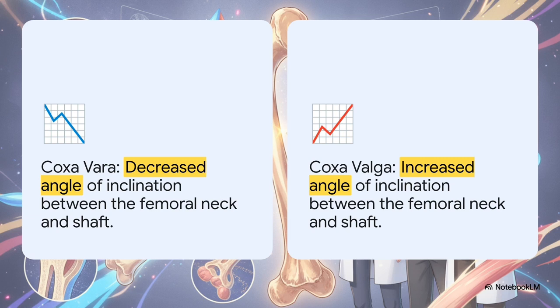The angle of inclination is that angle between the femoral neck and the shaft. In coxa vara, that angle is decreased, meaning the neck sits at a sharper, more horizontal angle relative to the shaft. Conversely, in coxa valga, the angle is increased, making the neck more vertical. These are vital clinical terms, guys, because a change in this angle fundamentally alters the mechanics of walking and places abnormal, damaging stress on the hip joint.